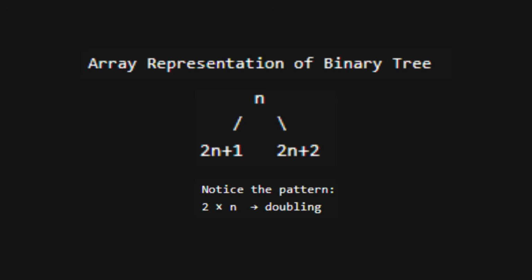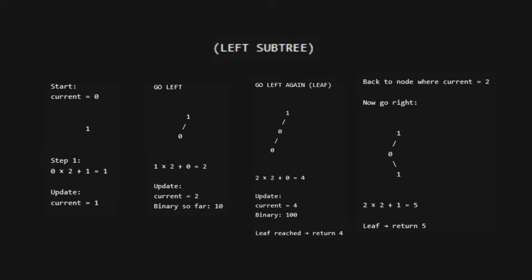Okay, now how do we visit all root to leaf paths? We use depth-first search, because DFS goes deep into one path completely before coming back. And that's exactly what we want, complete paths. So let's simulate quickly. We start at root with current number 0. At root, value is 1. 0 multiplied by 2 plus 1 gives 1. Now go left. 1 multiplied by 2 plus 0 gives 2. Go left again. 2 multiplied by 2 plus 0 gives 4. This is a leaf, so we return 4.